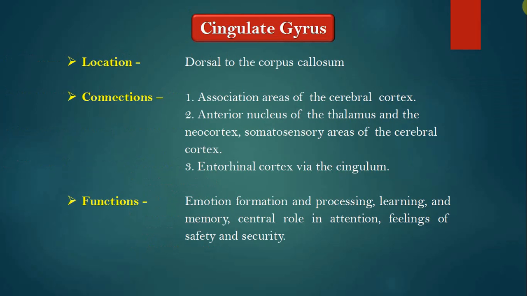Cingulate gyrus: it is located dorsal to the corpus callosum. Its connections include three parts. It is heavily interconnected with the association areas of the cerebral cortex. It receives inputs from the anterior nucleus of the thalamus and the neocortex, somatosensory areas of the cerebral cortex, and it projects to the entorhinal cortex via the cingulum. Functions include emotion formation and processing, learning and memory. Then it has a central role in attention; feelings of safety and security have also been attributed to this part.